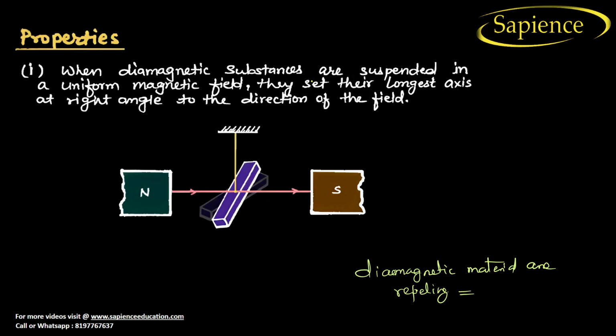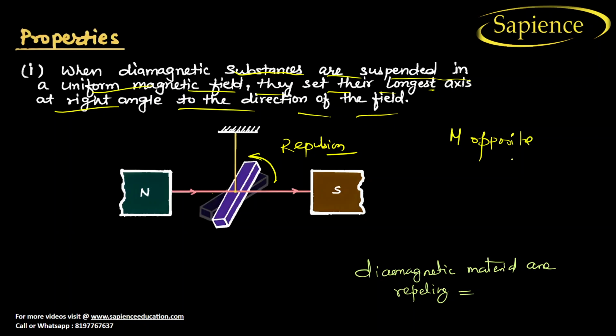Now properties. Let us understand that when diamagnetic substances are suspended in a uniform magnetic field, they set their longest axis at right angle to the direction of the field. So it will move in this direction. Why? Because repulsion happens. As we have already understood, the magnetic moment M is always in the opposite direction to the field, right? So there will be a repulsion.